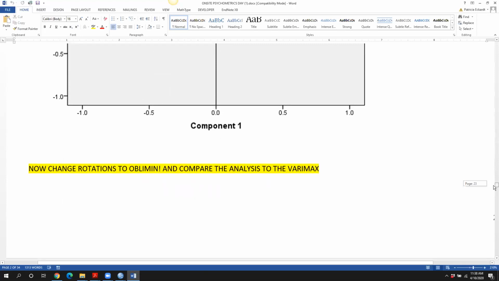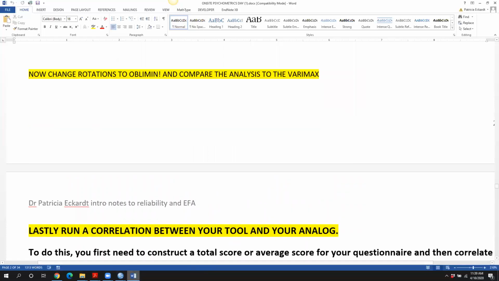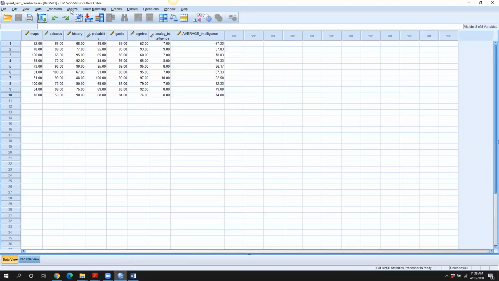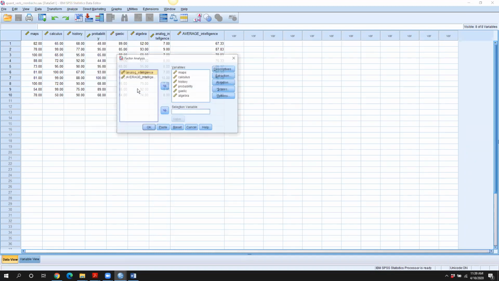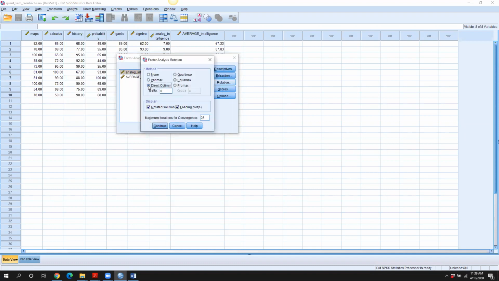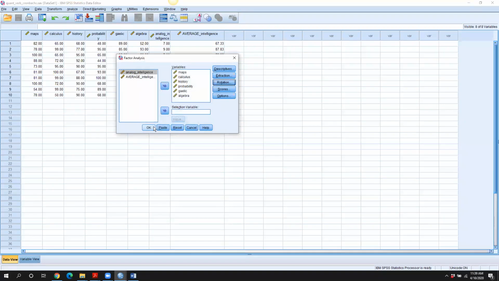What I really want you to do now is change your rotation to something called oblimin, which is where you actually let those subconstructs be correlated and see if it changes what happened. So let's go back to SPSS. We're going to analyze, dimension reduction, factor, and leave everything as is, just change your rotation. You can change it to oblimin. We will let those subconstructs have some correlation, saying hey, they might not be orthogonal. They might not be at 90-degree angles to each other. They might have a little more in common. And hit OK.